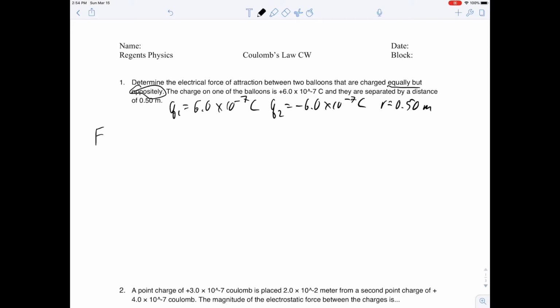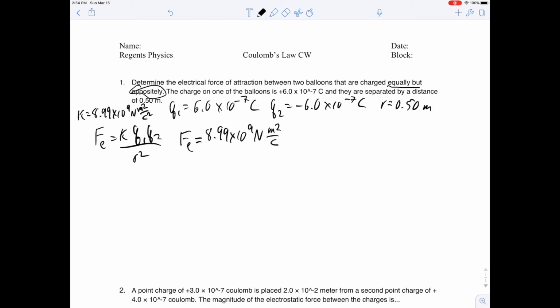and the equation, kQ1Q2 over R squared. I guess I can throw my k here. What is that? 8.99 times 10 to the ninth newtons meter squared over coulomb squared. So substitute in 8.99 times 10 to the ninth newtons meter squared over coulomb squared.